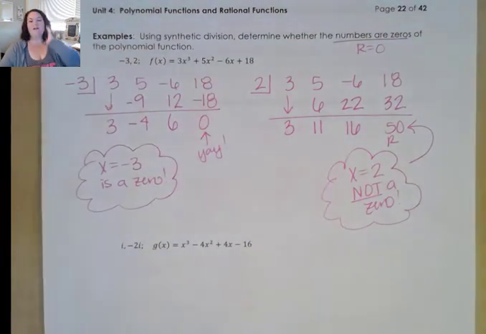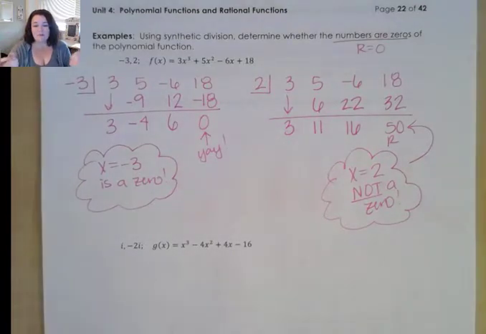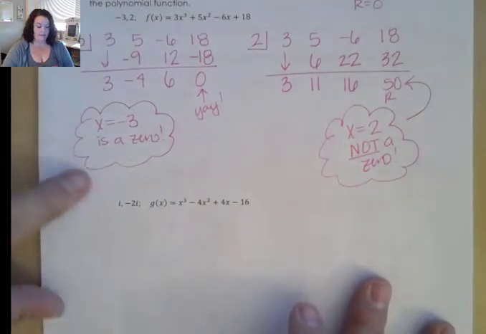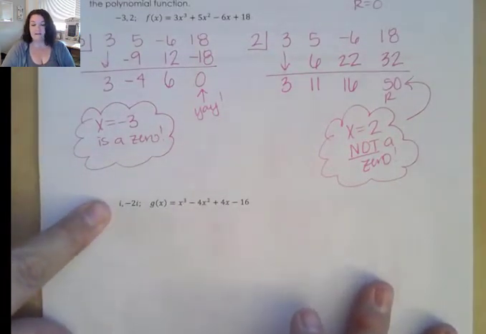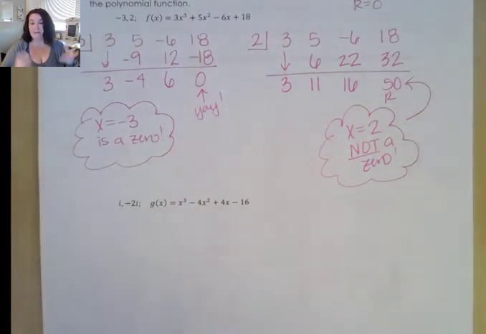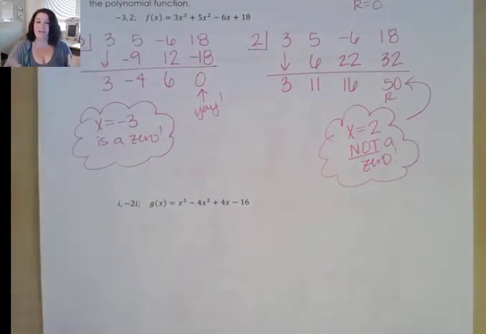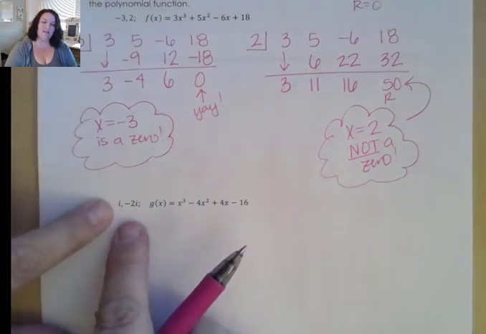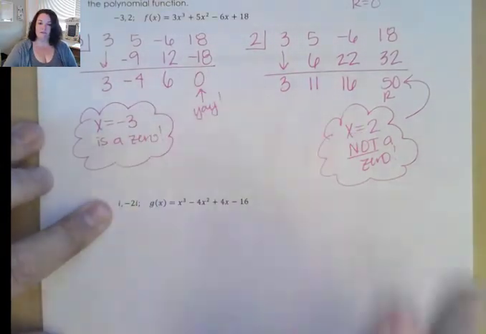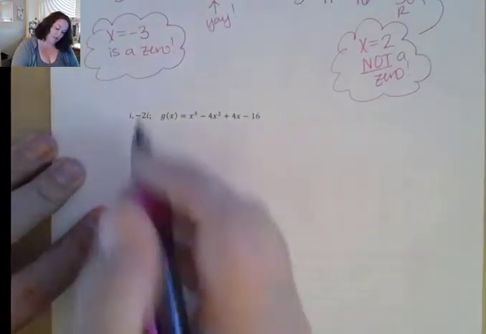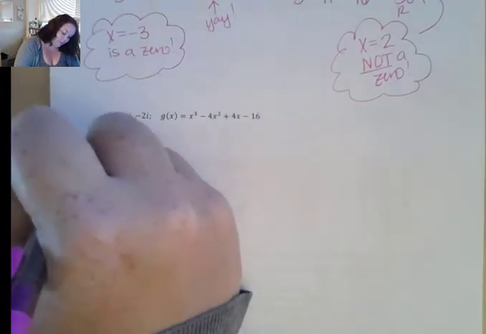Good. All right, I want to show you one more example, doing the same thing, except this time checking to see if complex values are zeros, right? Because sometimes when we set a function equal to 0, it is possible to get complex solutions. So we can actually check those complex solutions the same way we do our regular real number solutions. So we're going to start with i. We're going to put i in our box.